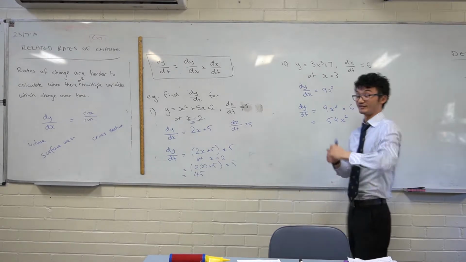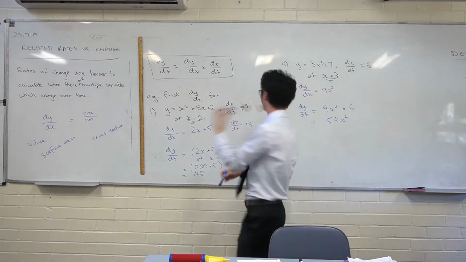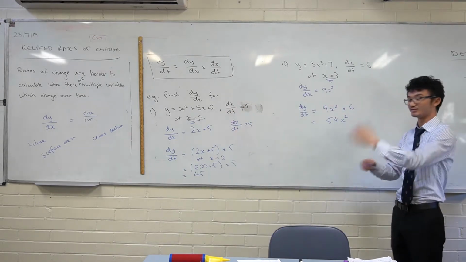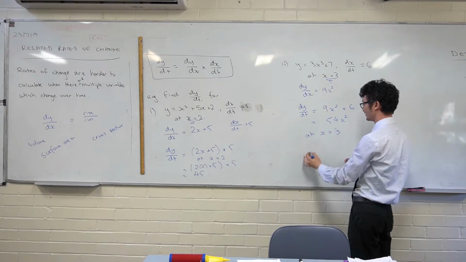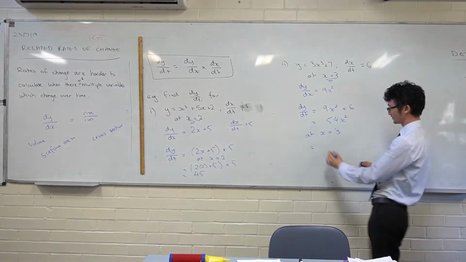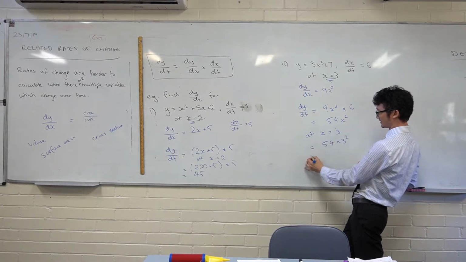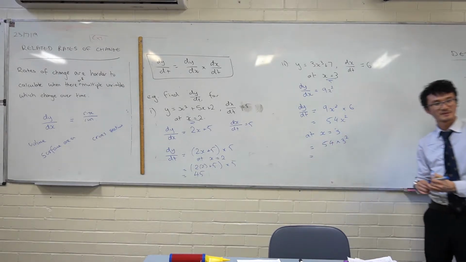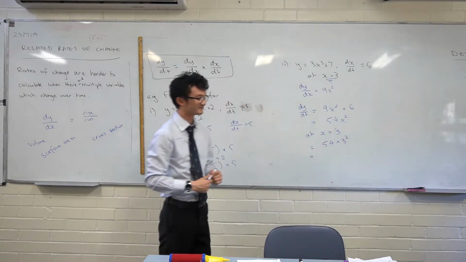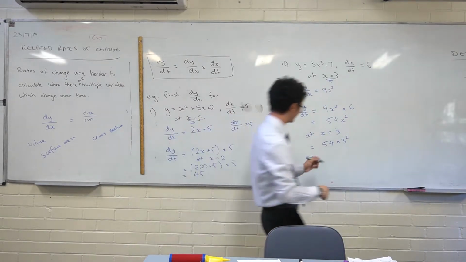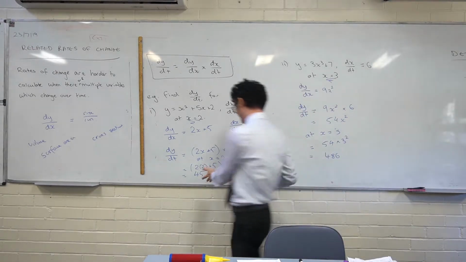But remember, if the question is saying specifically at a place, right, at x is equal to 3, you also need to substitute that back in. So at x equals 3, make it really clear you're substituting that in. Right, what am I going to get? I'm going to get 54 times 3 squared. Someone calculate that for me? What did you get? 486. Okay.